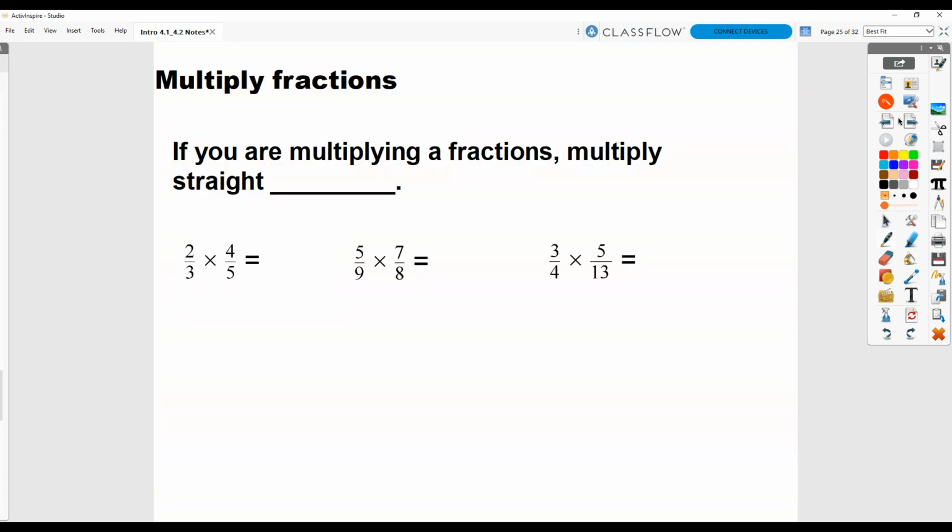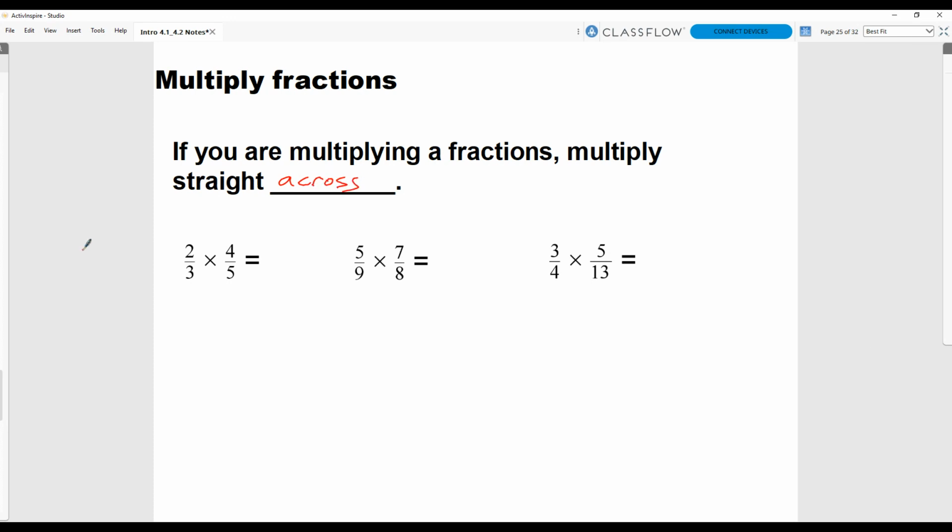Okay, here we go. So if you're going to be multiplying just fractions, all you've got to do is multiply straight across. Multiply your numerators and multiply your denominators, and then write down your answer. Since they're both fractions, they are ready to multiply. We don't have any whole numbers in here. We just got our fractions. So multiply straight across. 2 times 4 is going to get you 8. 3 times 5 is going to get you 15. Simple as that.